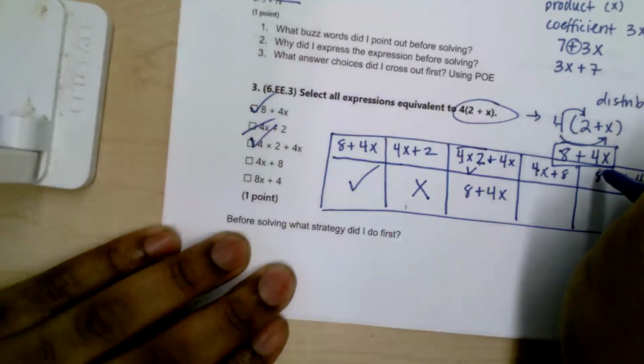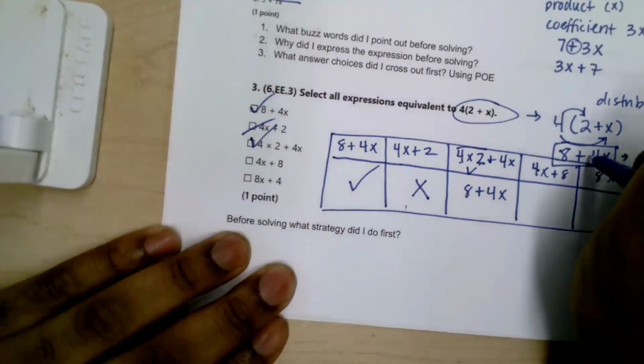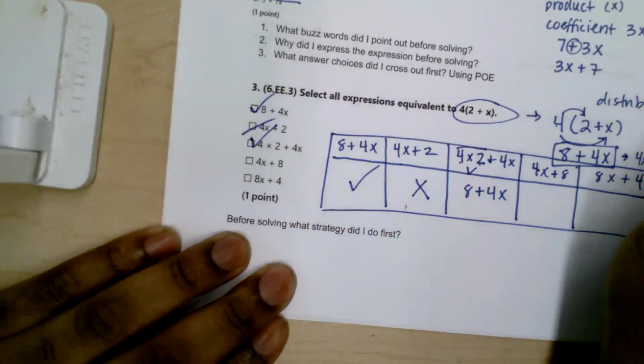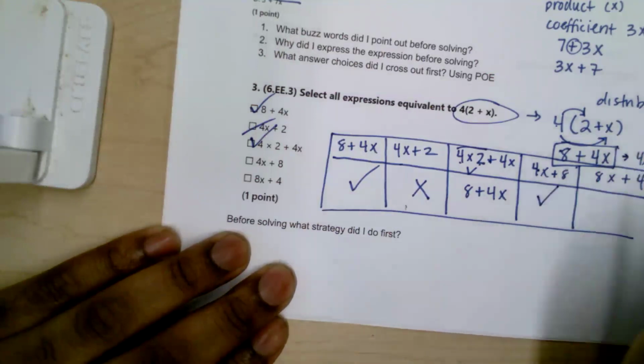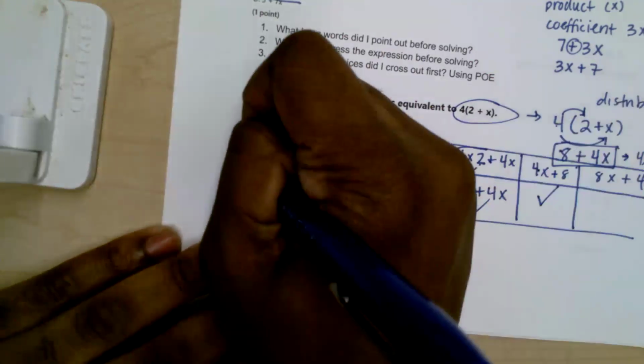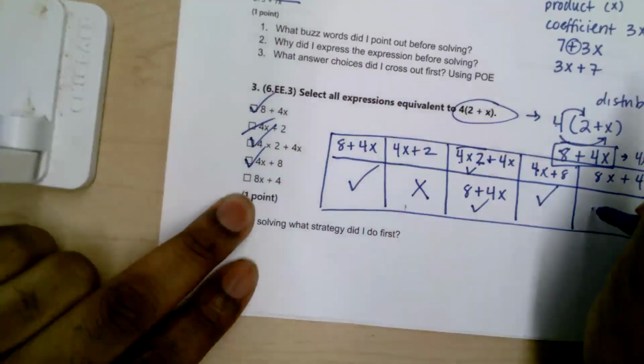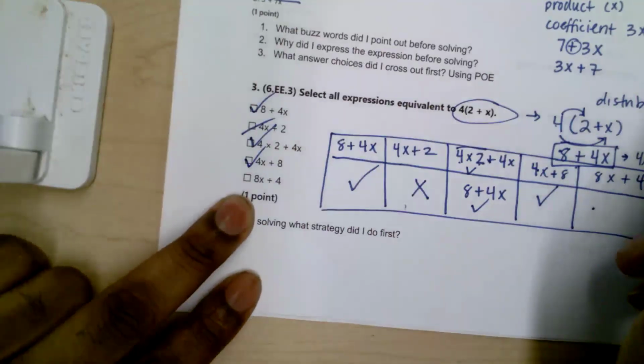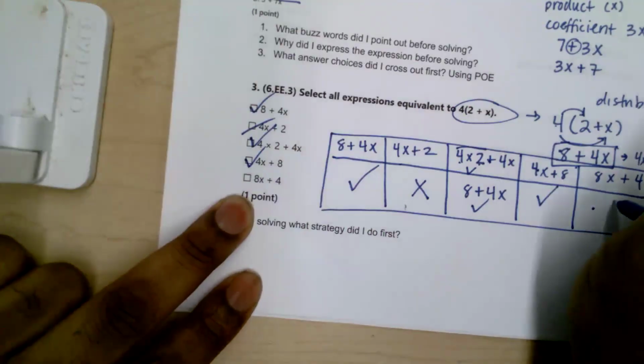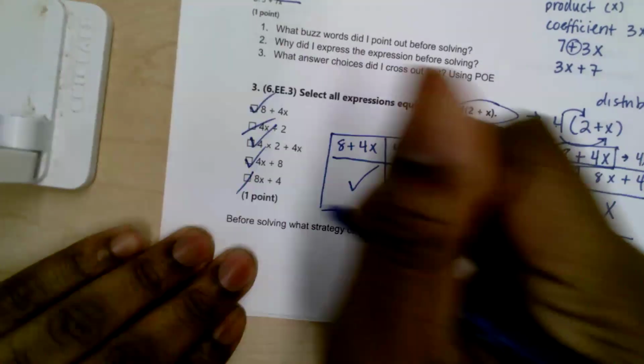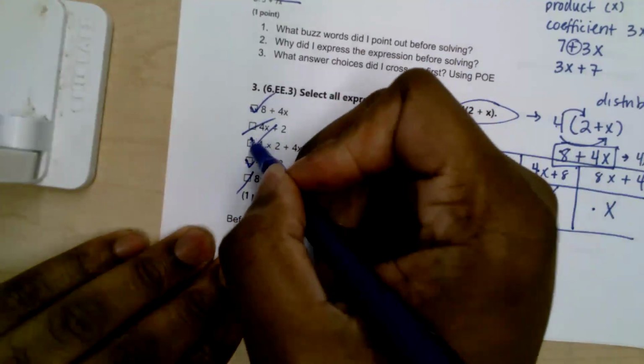4x plus 8 would be based on a commutative property. 8 plus 4x and 4x plus 8 is the same thing. So that is also true. 8x plus 4? Well, no, because the coefficient is 4x, so that is false. So your answers are A, C, and D.